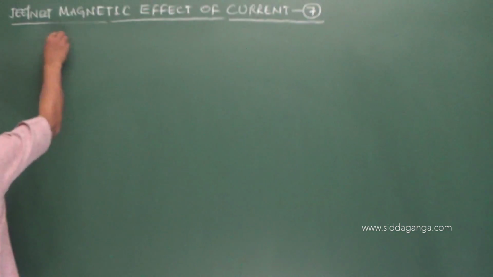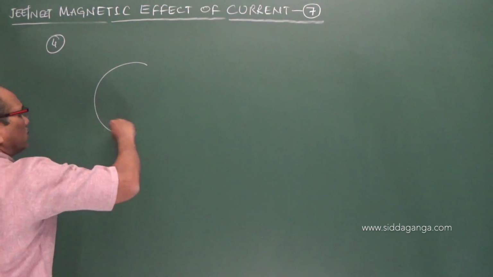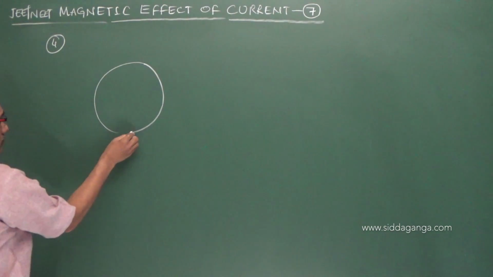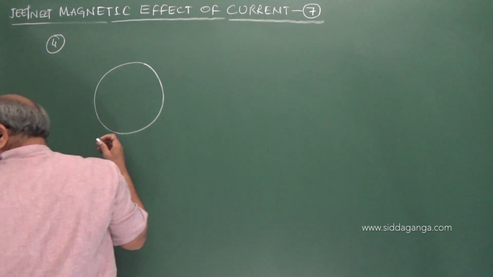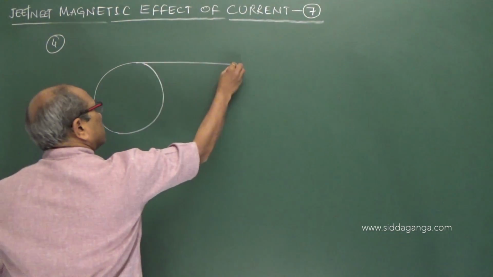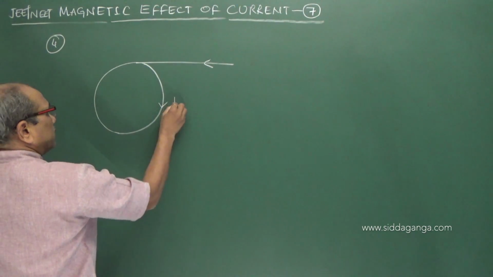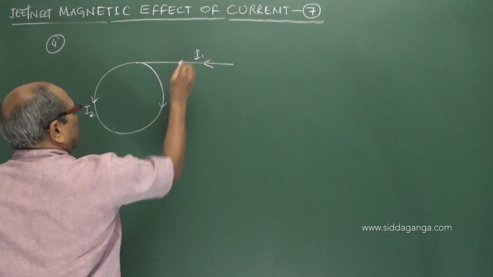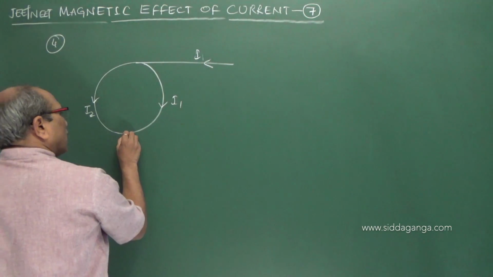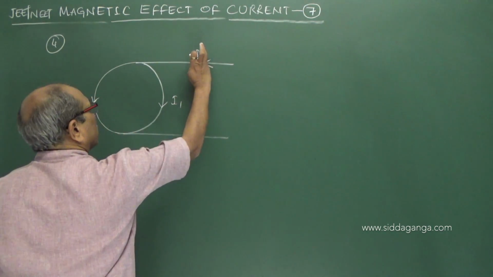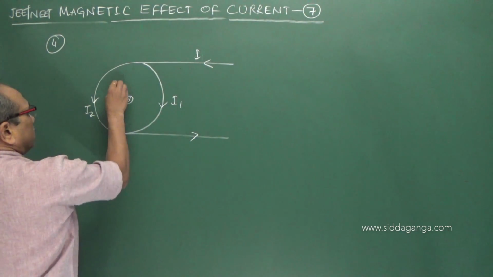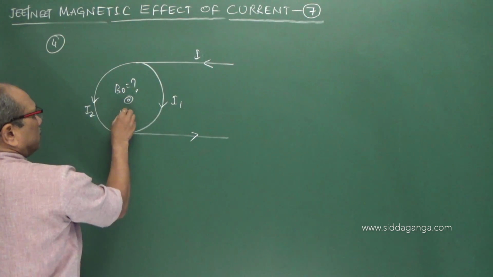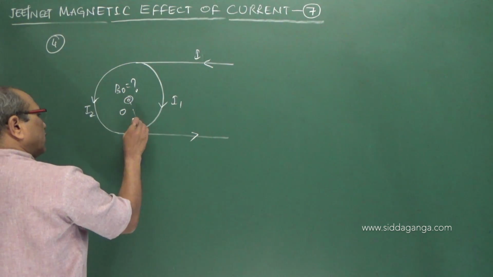So the fourth one, imagine a circle. Current is carried in the wire, split as I1 and I2 here. Here it is I, and again it goes out. What is the field at the center? And this will be the radius.